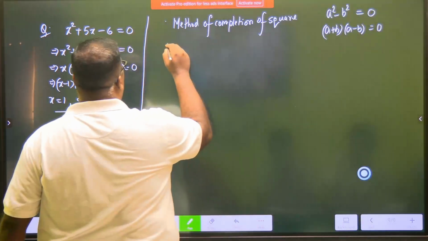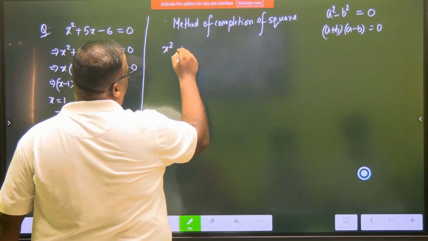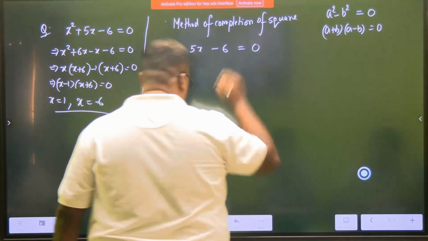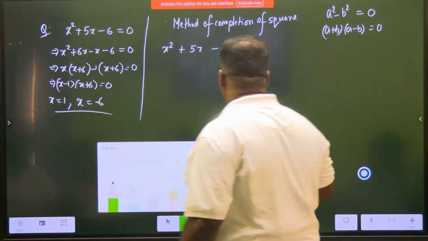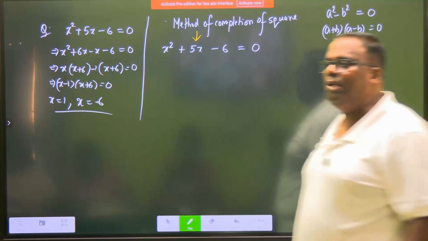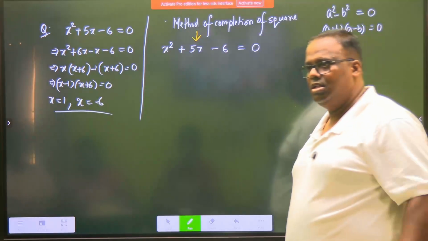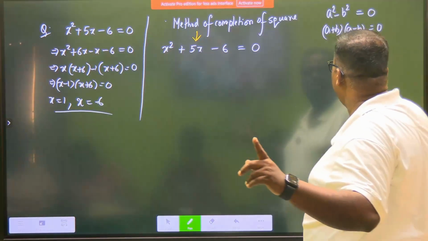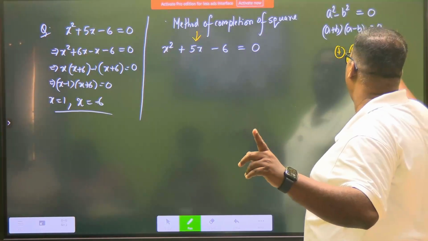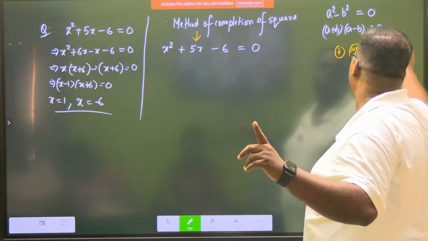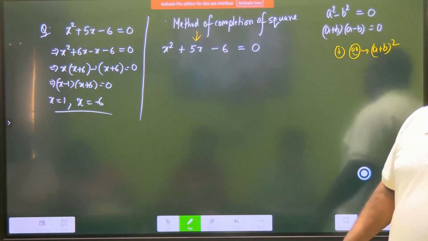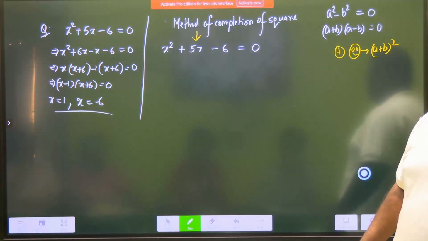Let us write our equation: x square plus 5x minus 6 equal to 0. Don't do it, observe what I'm doing, okay? Your first job will be to look at this factor. Is it a plus or a minus? Plus. Once you see that it is a plus, your brain should process that I have to make a plus b whole square. If it was minus, I will make a minus b whole square.